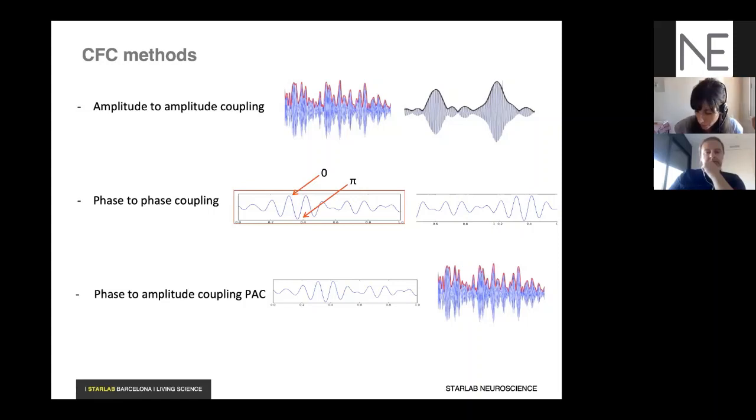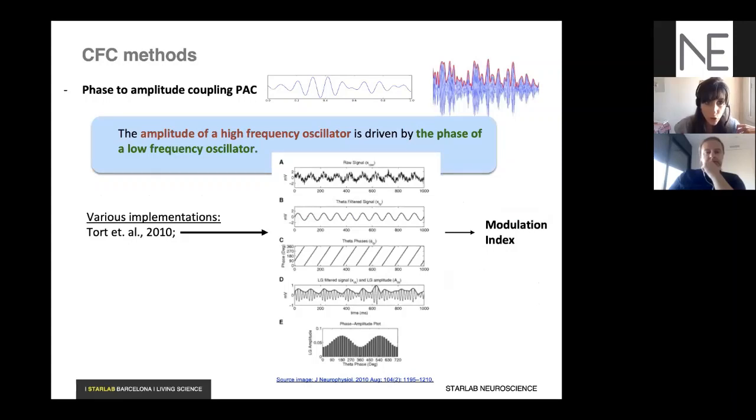I will give you some examples of phase-to-amplitude coupling because it is the one that is gaining a lot of visibility in recent years. So the principle of phase-to-amplitude coupling is that the amplitude of a high frequency oscillator, for example the gamma band, is driven by the phase of a low frequency oscillator, for example the theta band.